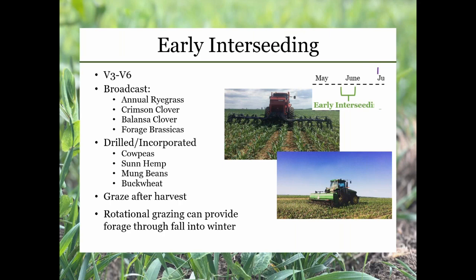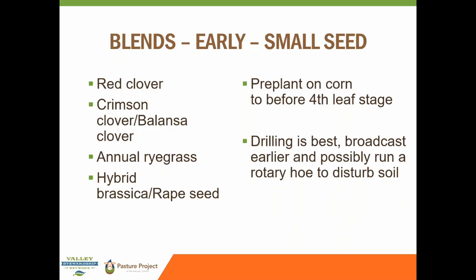If we're looking at broadcasting seed at that time, we're going to want to use small seed such as annual ryegrass, balansa clover, forage brassicas. Drilling or incorporating, we could get into some of the warmer season cover crops, but it's typically too early to drill those in at that time. So this would be the early.